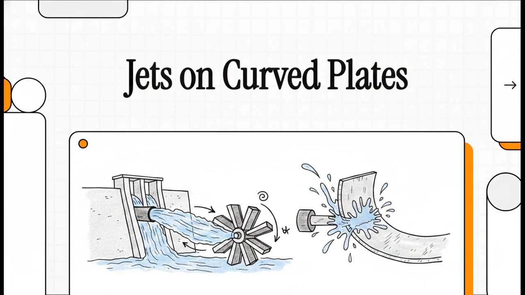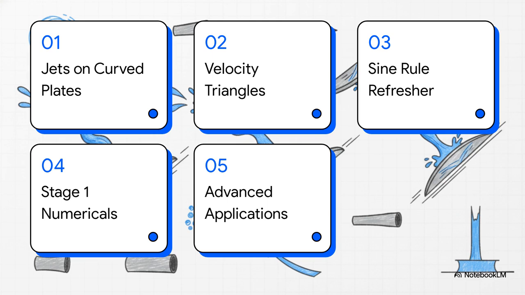strikes a moving surface. Here's our roadmap for this explainer. We'll be hitting 5 sections. 1. Jets on curved plates. 2. Decoding velocity triangles. 3. The sine rule refresher. 4. Solving first-stage numericals. And finally, 5. Advanced problem applications. Let's jump right in.